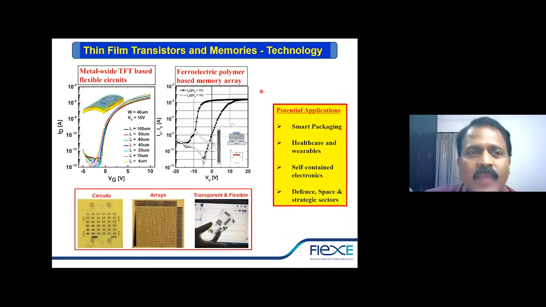Another area where our center is working is thin film transistors and memories, and this is a unique facility. This unique capability which we have in the center has drawn the interest of the space and the defense sector, as I mentioned earlier. And this shows snapshots of some of the work which is going on in the center, and this has different applications in smart packaging, healthcare, and different strategic sectors and so on.